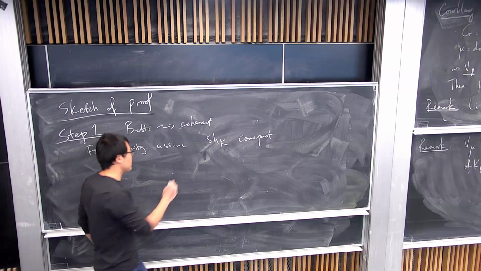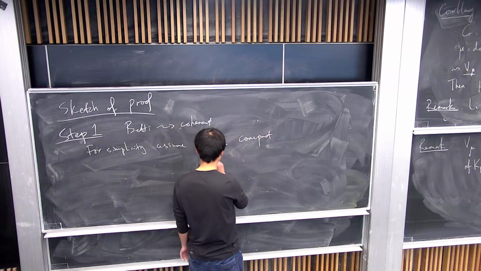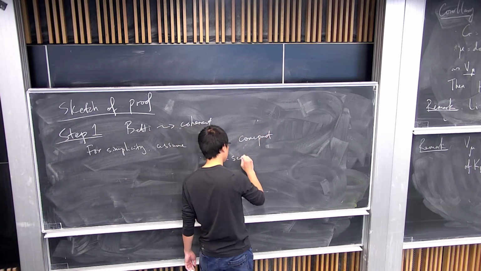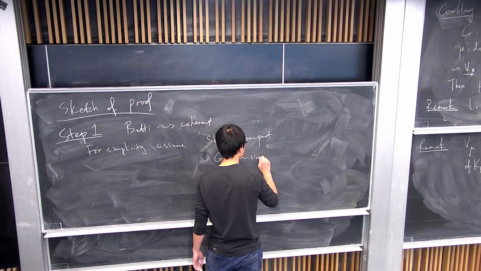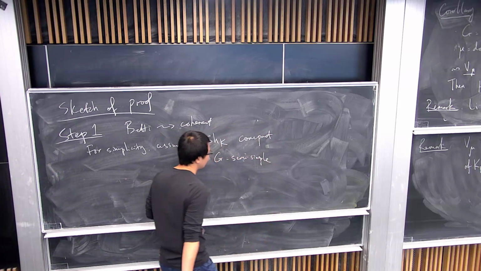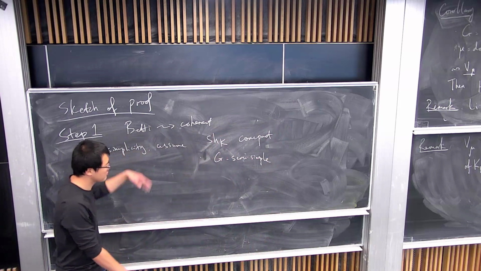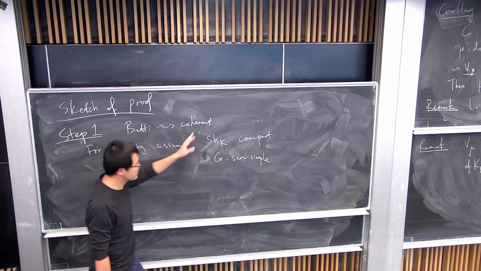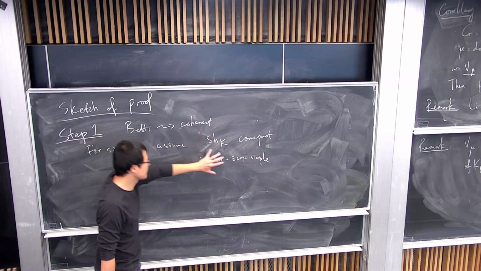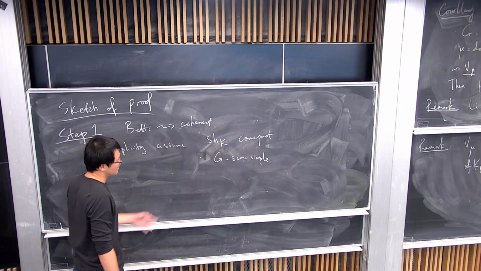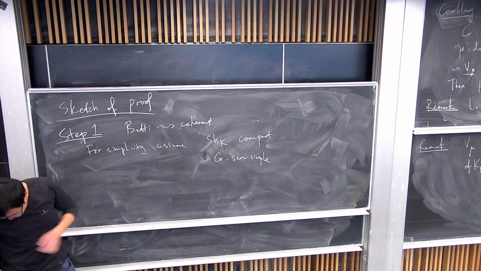And second, let me just assume G is semi-simple. Again, in general there's some issue with the center that you have to be more careful about, but you don't really need to assume this to prove the main result.